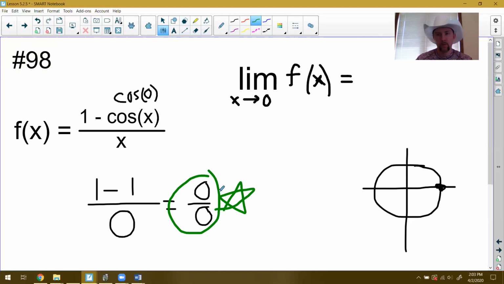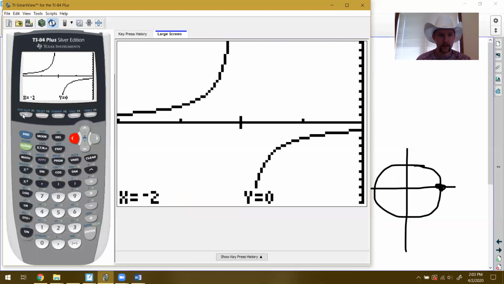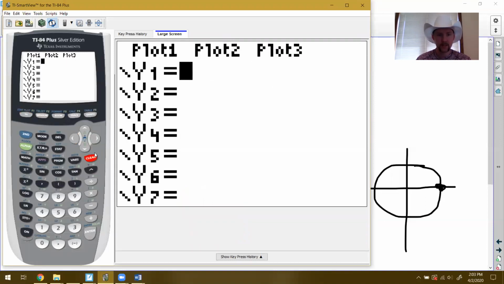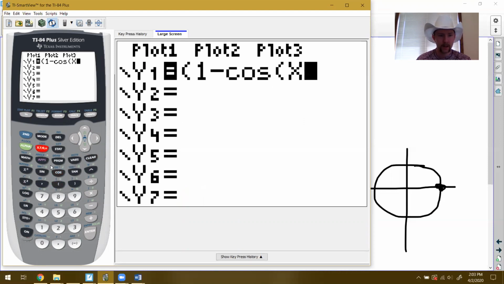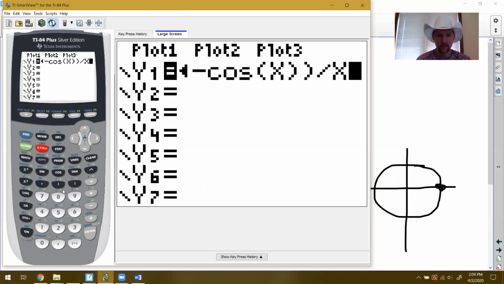We're not dealing with that right now, though. For right now, this didn't work out. We got something undefined. So what should we do? Well, we should look at the graph. We're going to look at the graph of 1 minus cosine x over x. So if I go back here and clear this out and go parentheses 1 minus cosine x, close parentheses again because now there's double, and then divide by x.